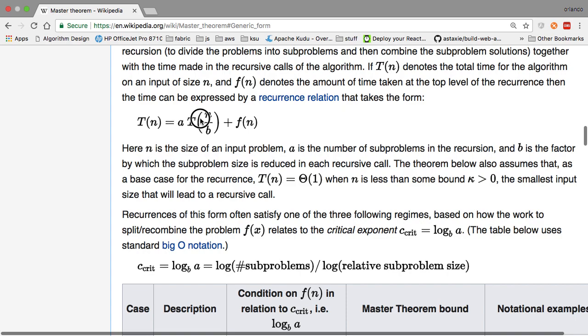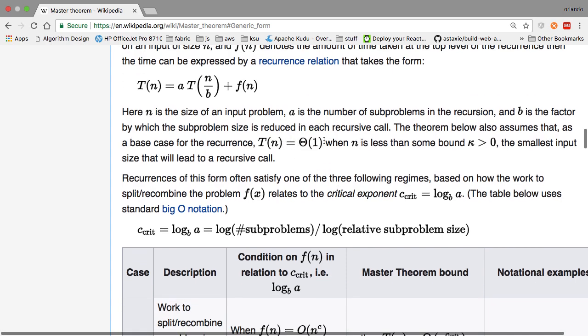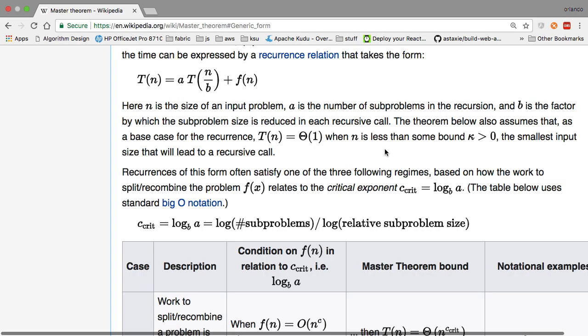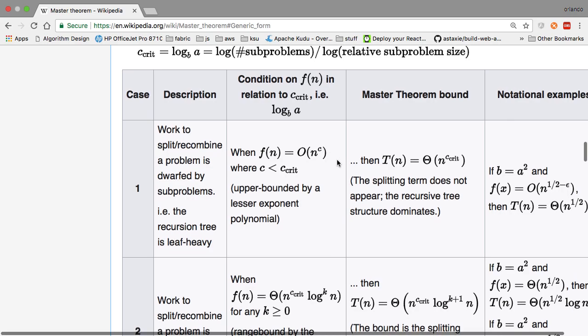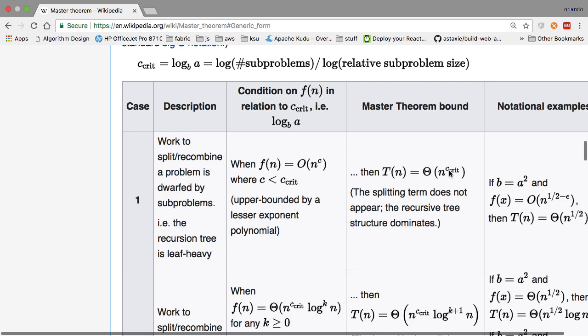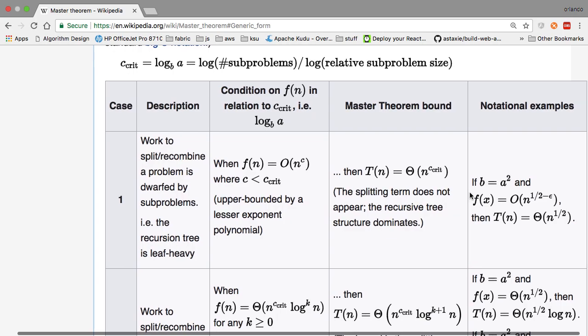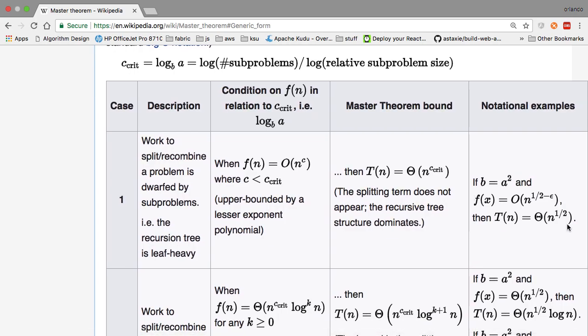If you think about it, this is the divide part. How many pieces you divide it into is the b, and then how many pieces you actually end up with. And then the f of n is how long it takes you to combine, right? And we assume that T of n equals theta of 1, so at some point you get to constant time. And f of n relates to this exponent, log base b of a. But f of n is order of n to the c, where c is a constant, so you're going to end up with n to the c critical, so you would end up with n squared or n to the half or something like that.